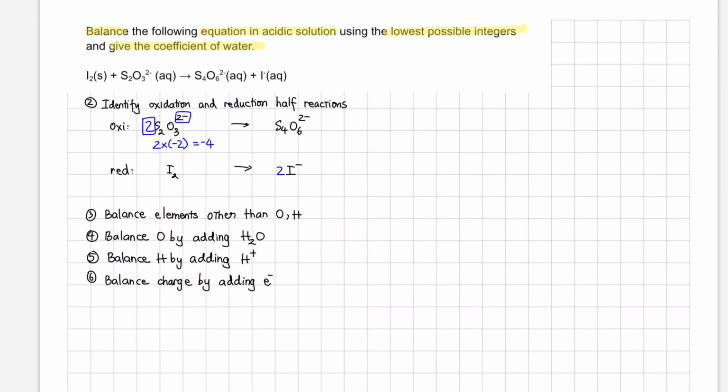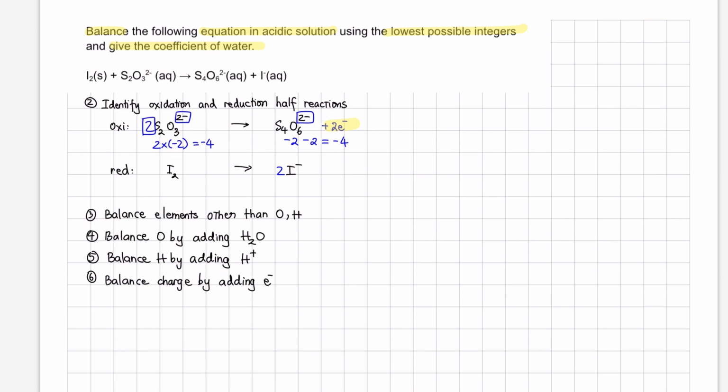So let's look at the oxidation half. We have 2 S2O3 2 minus. So that's going to be 2 times -2 to give a total of -4 charge on the left. And on the right, we just have 1 S4O6 2 minus. So that's going to be a -2 charge on the right. So to balance it out, we need to add 2 electrons to the right. So the 2 electrons provide an additional -2 charge to add on to the -2 to give a total of -4 charge on the right. So now both sides have -4 charge and is balanced.